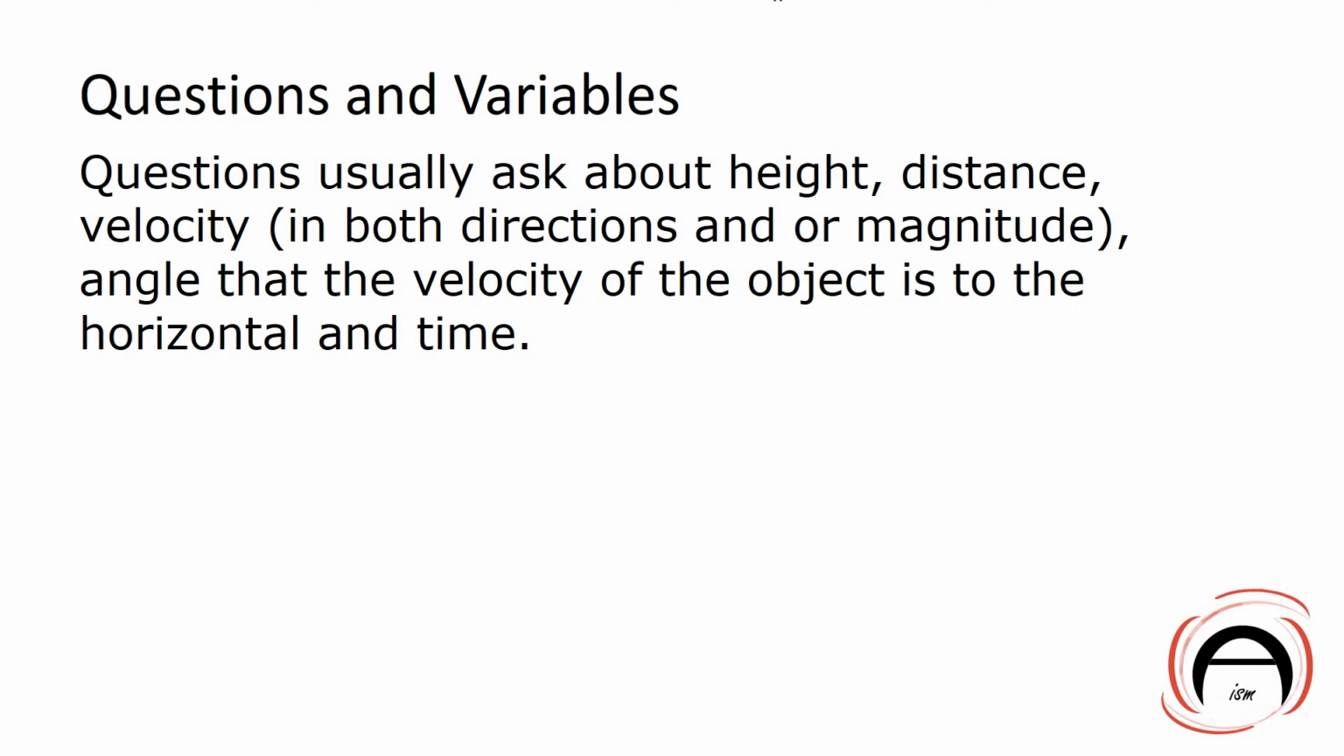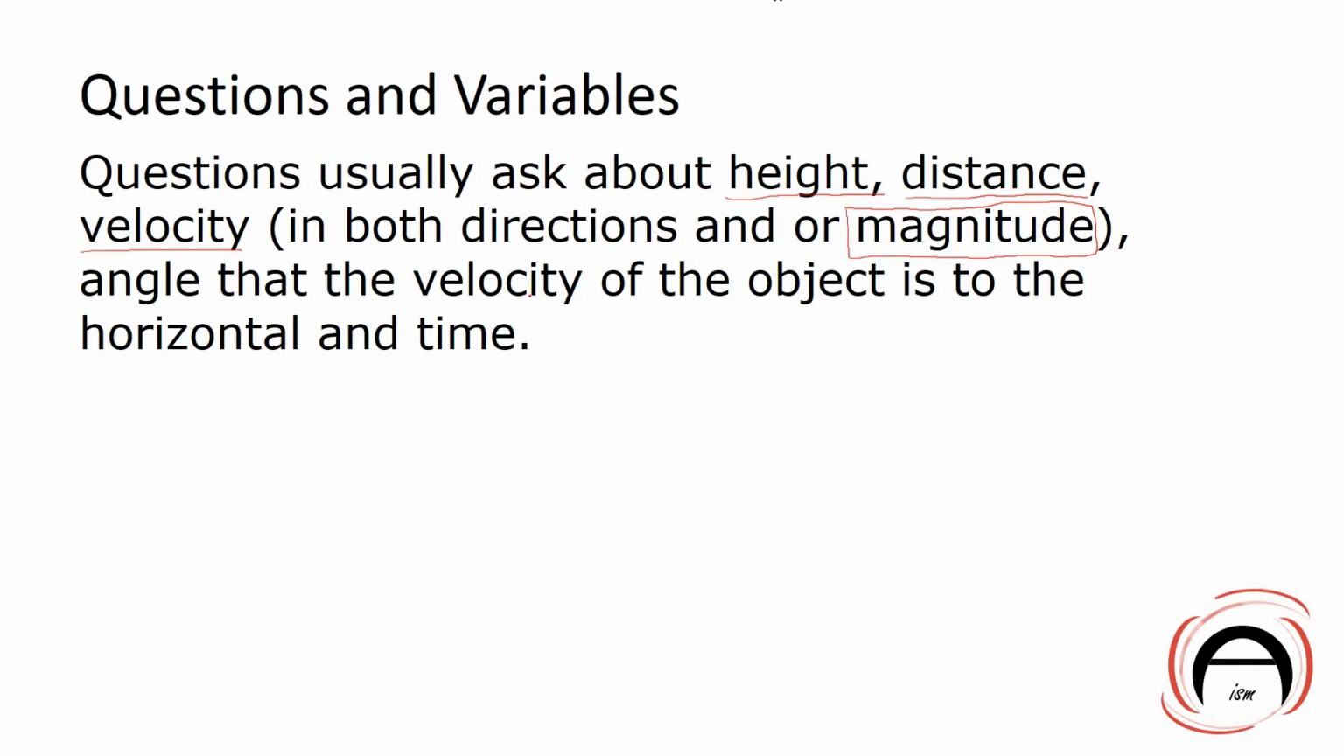When you're asked questions about projectile motion problems, they're usually going to be asking about how high an object goes, like its maximum height, or the distance it's going to travel. So if I throw a rock off the top of a hill, where is it going to land? How far away from me is it going to land? Its velocity, how fast it's going, as well as what direction it is. It might ask you for the magnitude of the vector, and it might also ask you what the velocity in the x direction is or what the velocity in the y direction is.